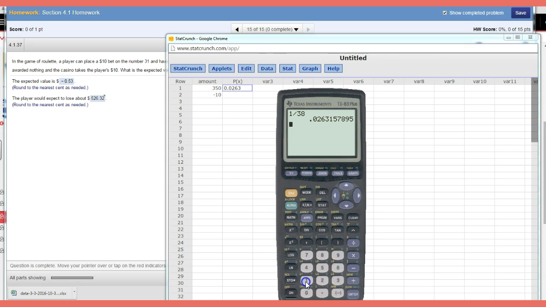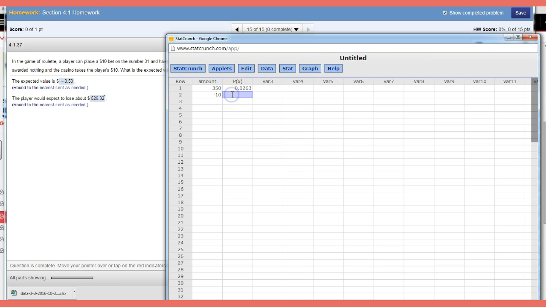And 1 minus 0.0263 is the probability of losing, so 0.9737. Let me repeat myself here. If you win, you get $350. If you lose, $10. Probability of winning is 1/38, and probability of losing is 1 minus that, which is 0.9737.